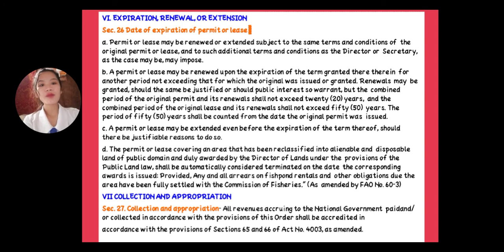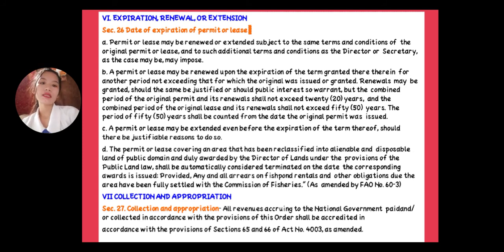and the combined period of the original lease and its renewal shall not exceed 50 years. So, if you combine the period of the original lease and the renewal, it cannot go beyond 50 years. So, the period of 50 years shall be counted from the date the original permit was issued. So we are now at letter C.